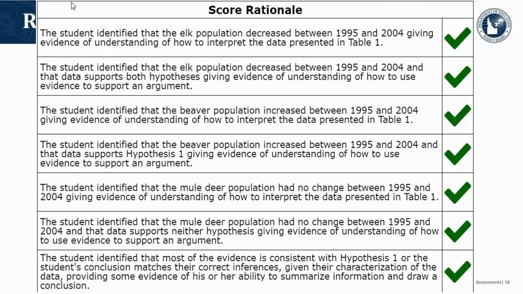Here are the scoring assertions for parts A and B in the cluster. Taking a look at the top scoring assertion, you can see that it tells us 1, what task the student completed, or they identified the elk population between 95 and 04, and 2, an inference about student KSA, understanding of how to interpret the data presented in Table 1. Taking a look at the second scoring assertion, you can see that it tells us 1, what task the student completed, they identified the elk population, and identified that the data supports both hypotheses, and 2, an inference about student KSA, their understanding of how to use evidence to support an argument.